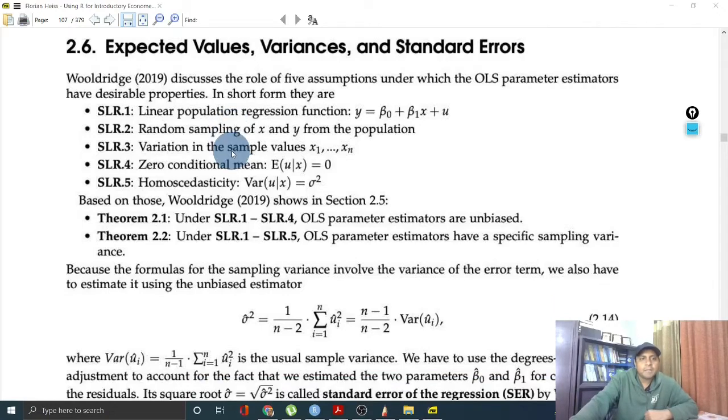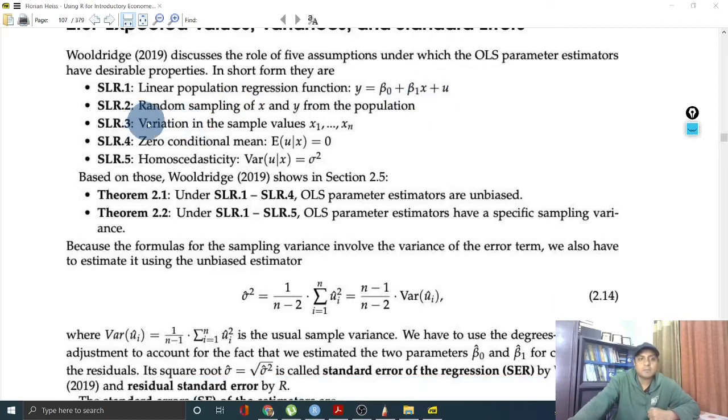Okay, now the second assumption is random sampling of x and y from the population. Random sampling means that it should not be biased when you draw any sample information from the population. You need to be very careful that this is not biased sampling. It is supposed to be random sampling, and therefore you can have very accurate results. So that's why it says random sampling.